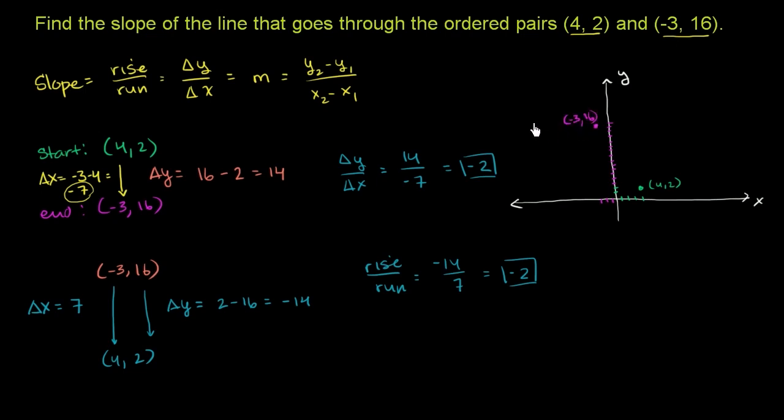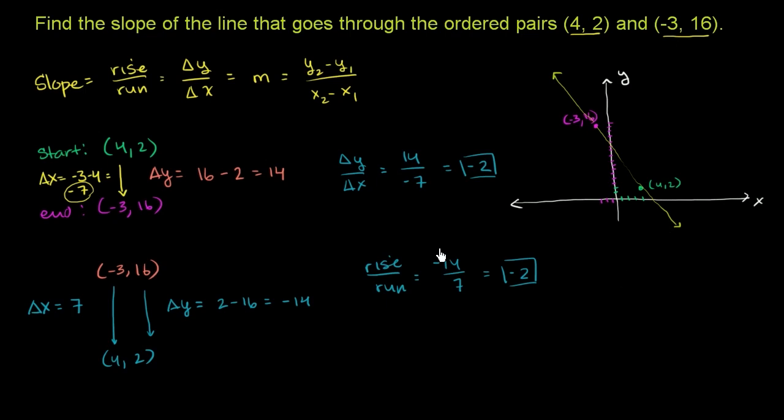Negative 3 comma 16. So the line that goes between them is going to look something like this. Try my best to draw a relatively straight line. That line will keep going. So that's my best attempt. And now notice it's downward sloping. As you increase an x value, the line goes down. It's going from the top left to the bottom right. As x gets bigger, y gets smaller. That's what a downward sloping line looks like.